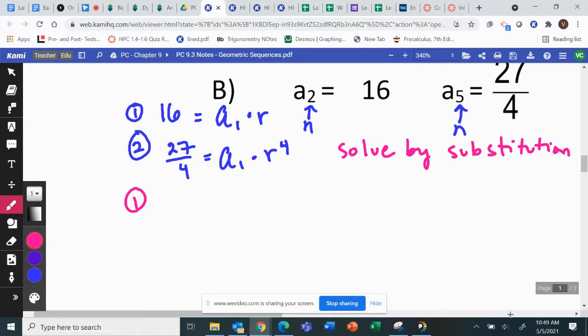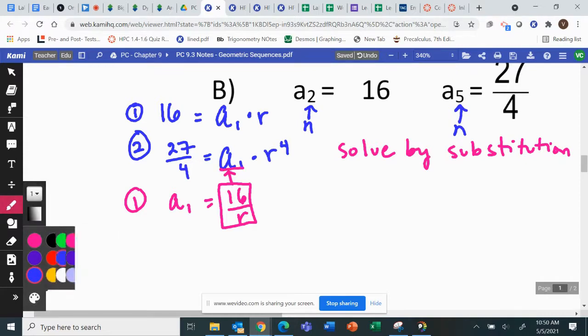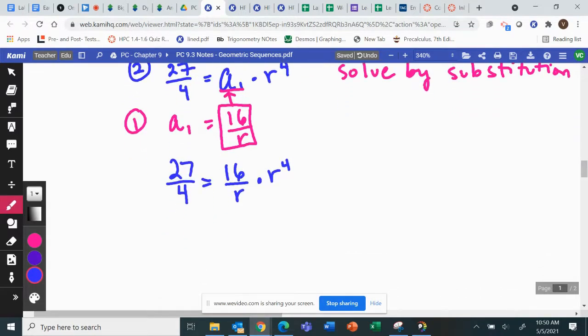So let's say my first equation, I'm going to change into a sub 1 equals 16 over r. So if I take what a sub 1 equals, 16 over r, and I replace that in my second equation for the a sub 1, I will have 27/4 equals 16 over r multiplied by r to the 4th. Questions about what I did?